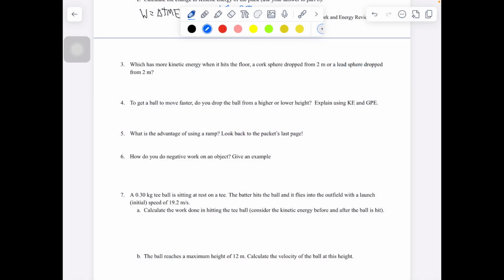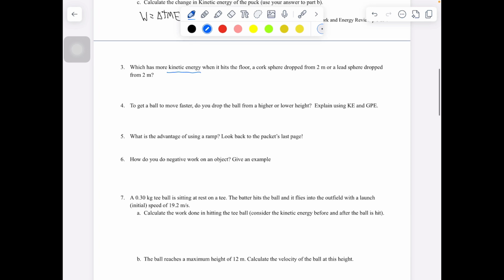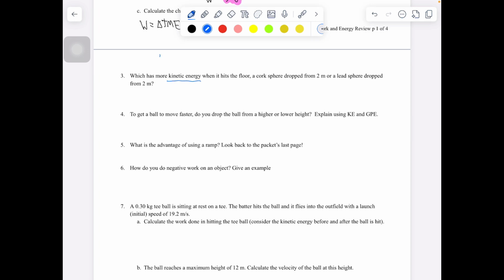All right, let's take a look at the second page. Number 3, which has more kinetic energy when it hits the floor, a cork sphere dropped from 2 meters or a lead sphere dropped from 2 meters? Well, to do this, we're being asked about the kinetic energy when it hits the floor. Let's take a look at our kinetic energy equation. We have mass and velocity in there. So how do we determine which is going to have more kinetic energy?